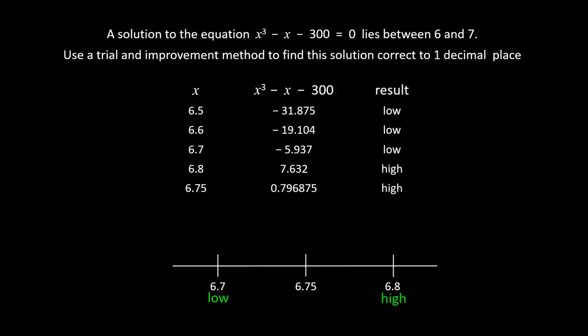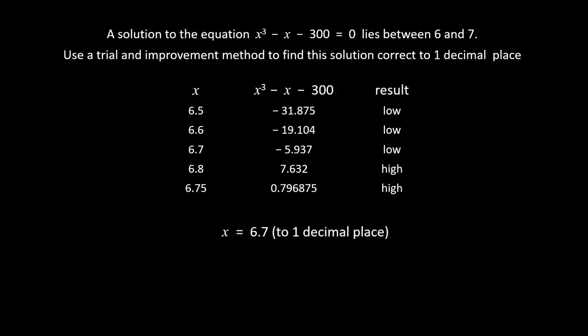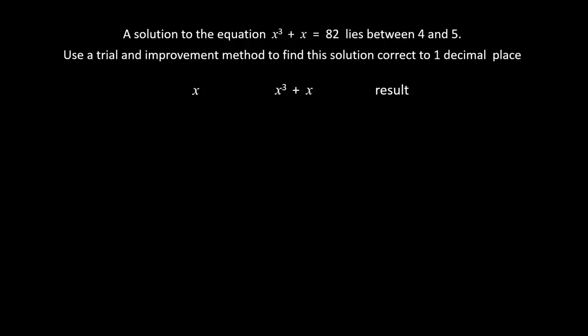So remember what I said last time? If the number in the middle is too high, then we just go down, and the answer is 6.7. Okay, and what would we write? Just that. Okay, let's have a go at one last one to finish things off.